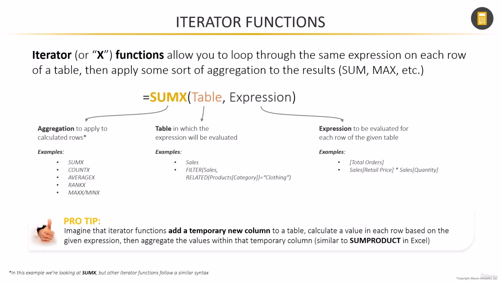So it might be helpful to think of these iterator functions as adding a temporary column at the end of the table where it stores the result of each of these expressions for every row as it works through the table. Once it reaches the final row of the table, it aggregates the values in that temporary column based on whatever the function is. If it's a SumX, it takes the sum of those results. If it's a countX, it takes the count of the results. If it's a rankX, it determines the ranks based on those results. So that's how these iterators really work.